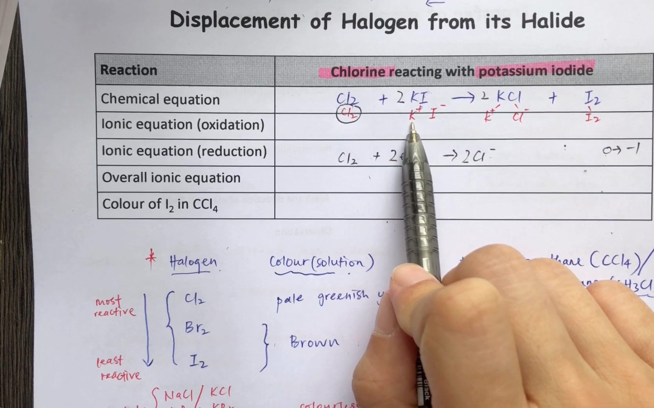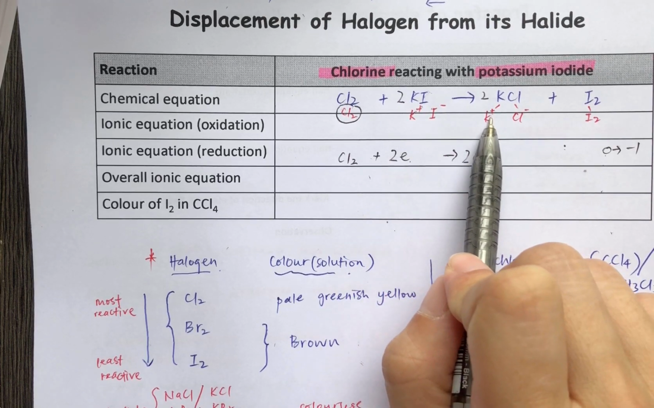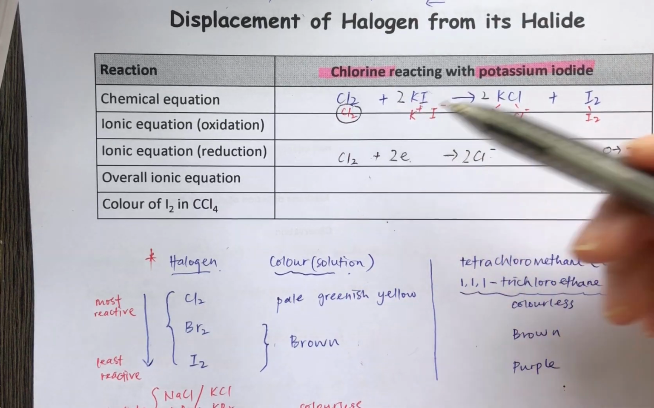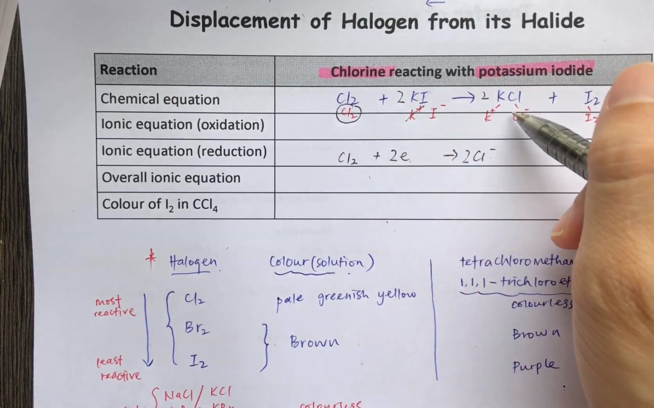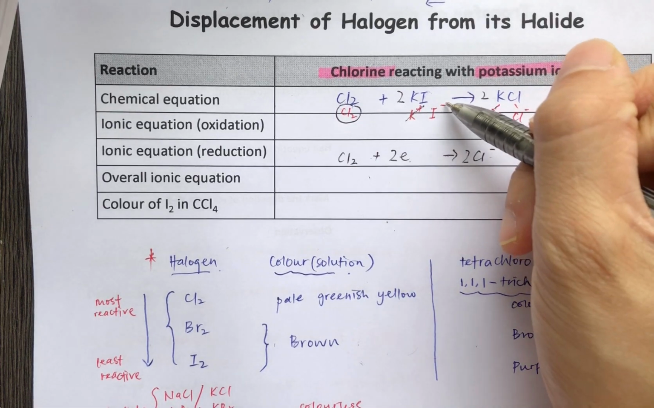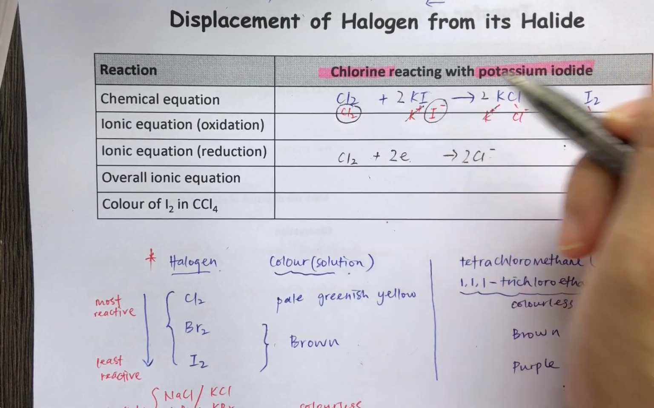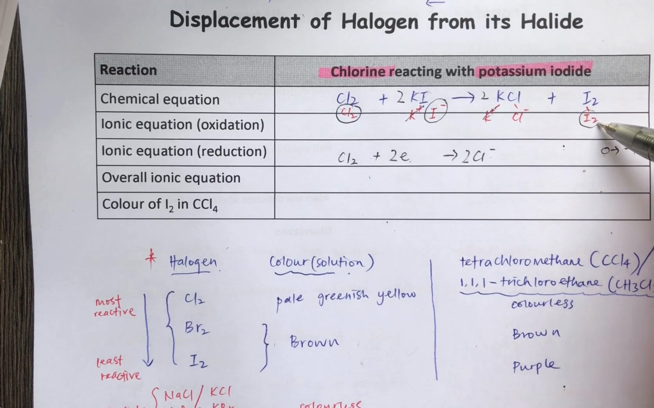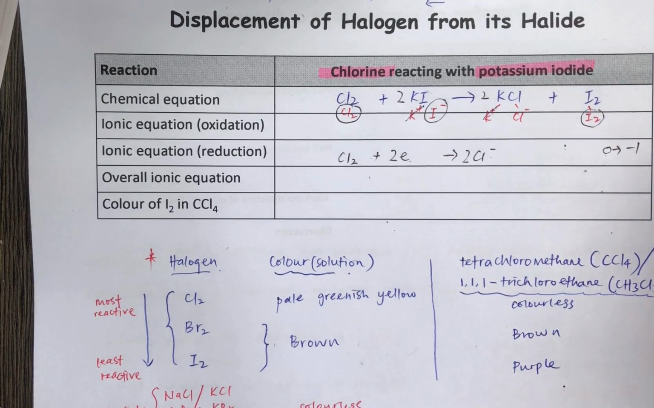Next, I'm going to look at my potassium. K plus before the reaction, after the reaction it is still K plus, so there's no change. I can just ignore it. No oxidation, no reduction. Now look at my iodine. It has gone from I minus to I with no charge. So the oxidation number has changed from -1 to 0. Is -1 to 0 an increase or decrease? It is an increase. An increase in oxidation number means it undergoes oxidation.